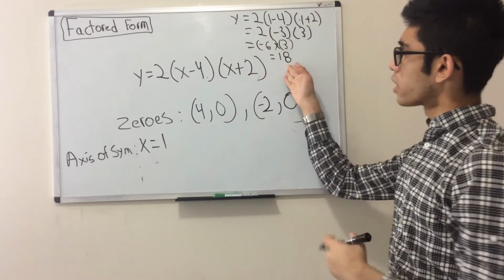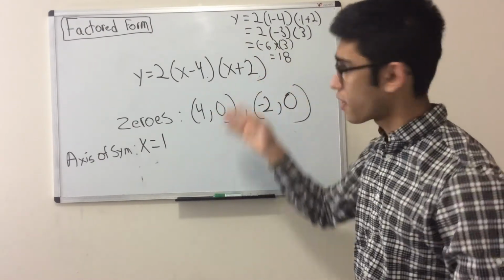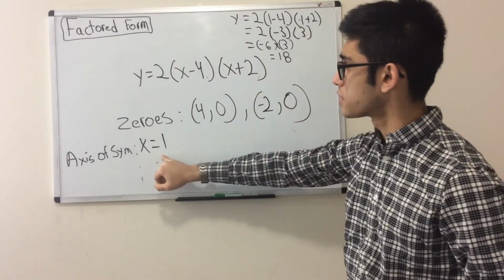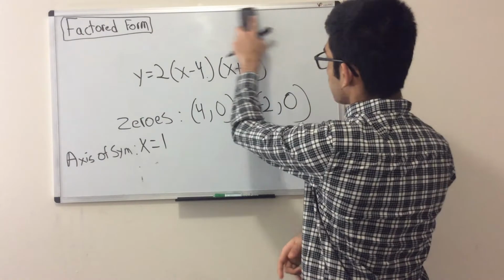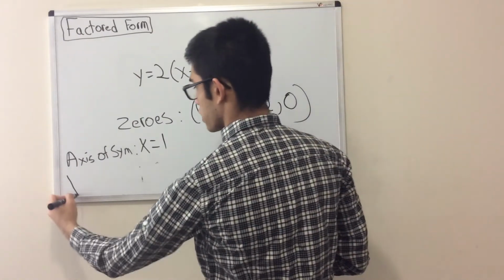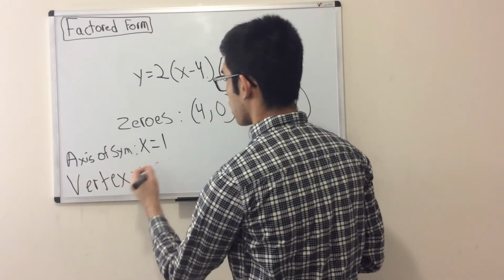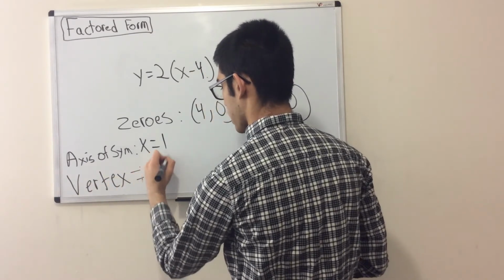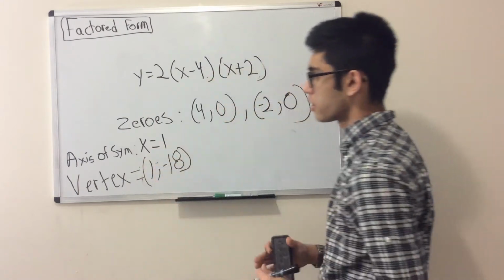So the y-coordinate of the vertex is -18, because we found that out by plugging the axis of symmetry into the equation itself. And there we go. The vertex, we can say, is (1, -18). Always put your coordinates in brackets, it's actually better.